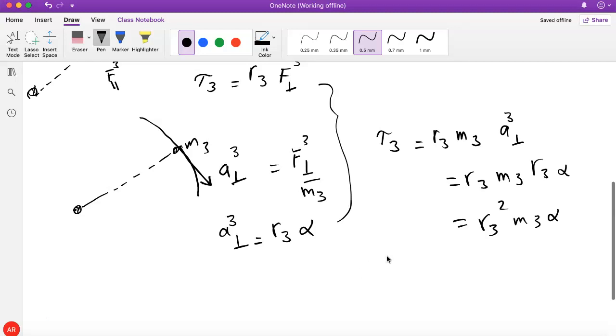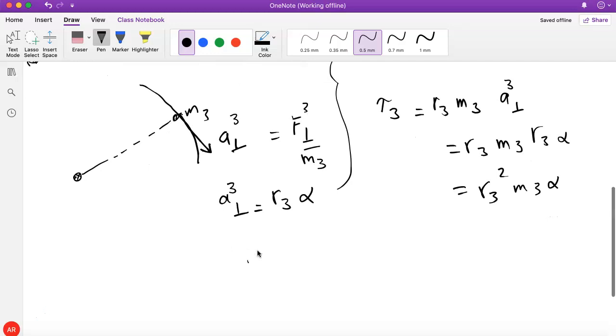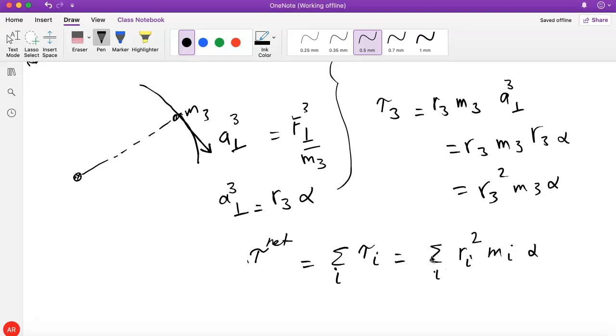That was for one of the particles. And you already noticed the same combination, distance squared times mass. And then all the particles, if they belong to a rigid object, they have the same angular acceleration. So if I add all of them, net torque will be the sum over i, let's say I labeled my particles, tau_i, and that's equal to the sum over i of r_i squared m_i alpha.